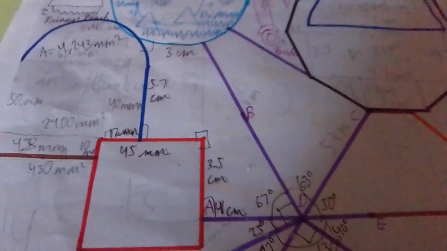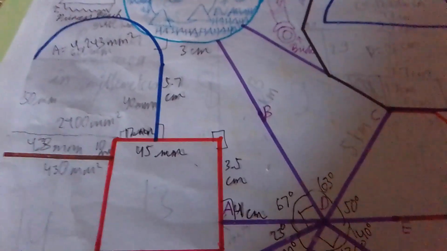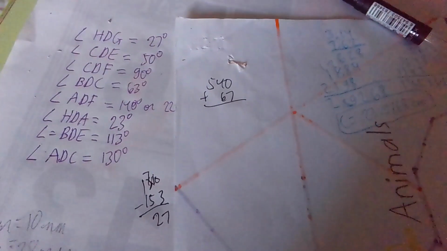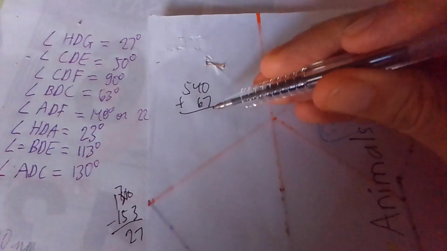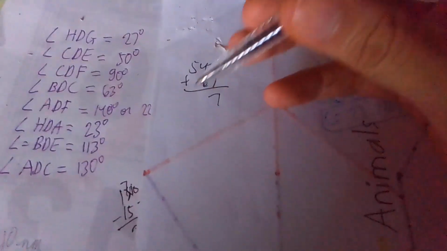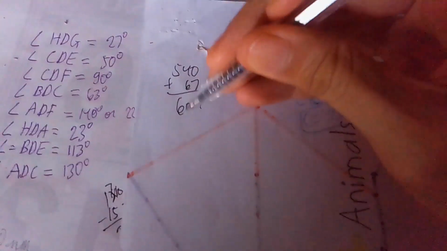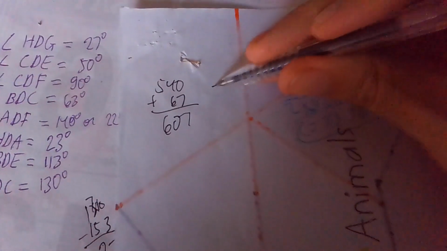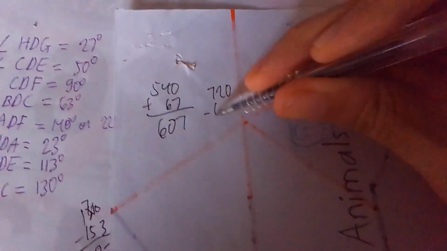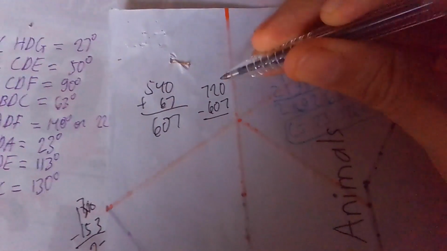540. Yes, 540. And 540 plus 67 is, let me write it down. Okay, so 540 plus 67 is 7. Tapos 5 plus 54. Tama, 607. So that is 607. Now we need to subtract that from 720. Because 720 pertains to the summation of all the angles.